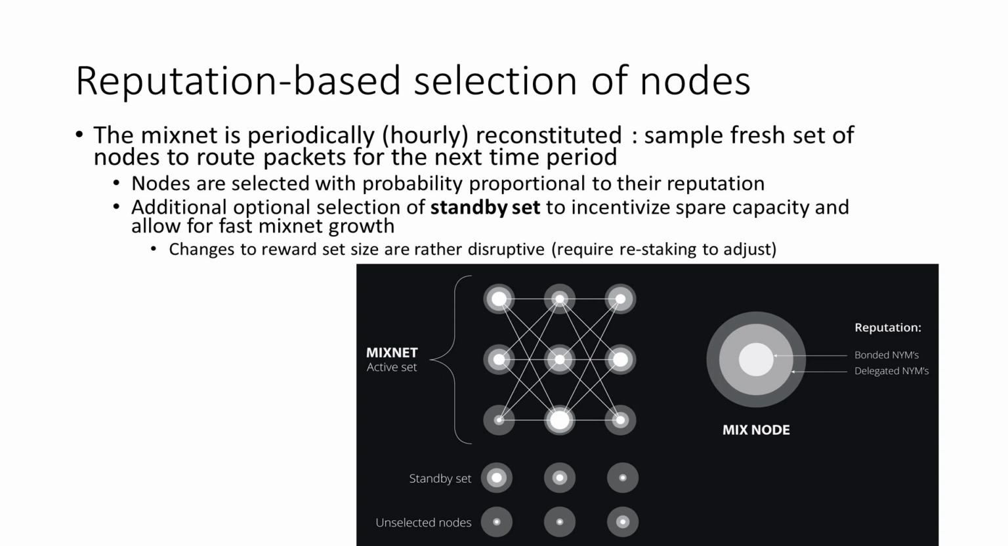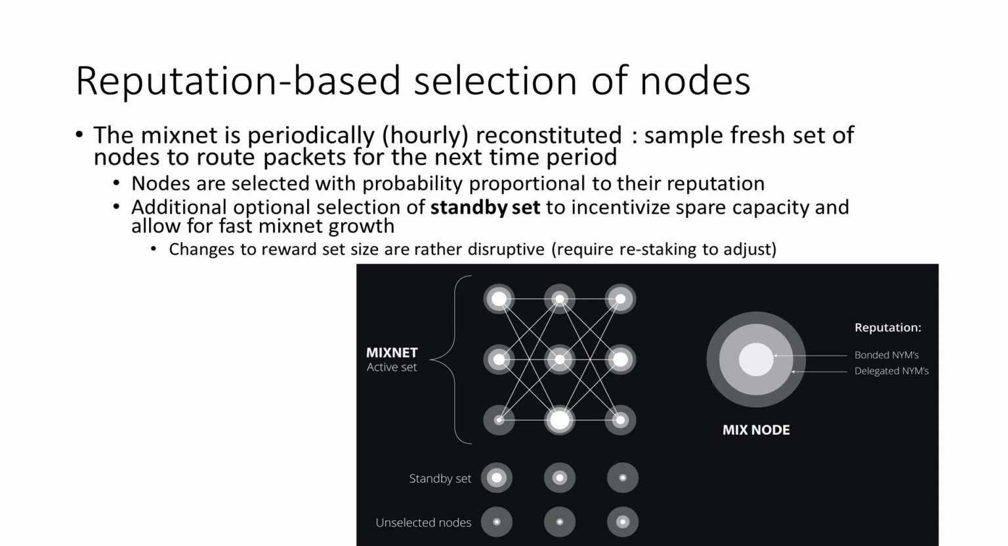So what do we do with this reputation? What is it good for? We are actually using this reputation, which as I said, is the same as the level of staking. We use it for the selection of nodes. The mixnet is refreshed periodically, every hour, every epoch it is reconstituted, and you're sampling new nodes to be part of this network. The nodes that you select are selected based on their reputation, meaning based on the level of staking.